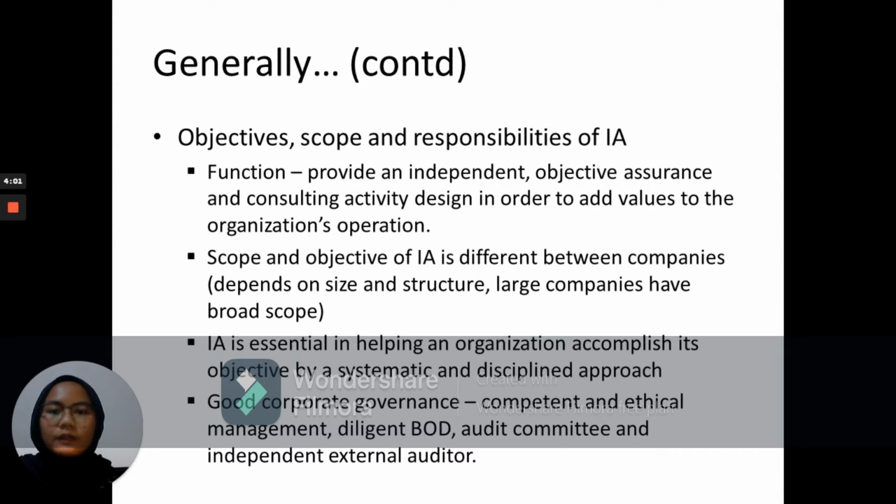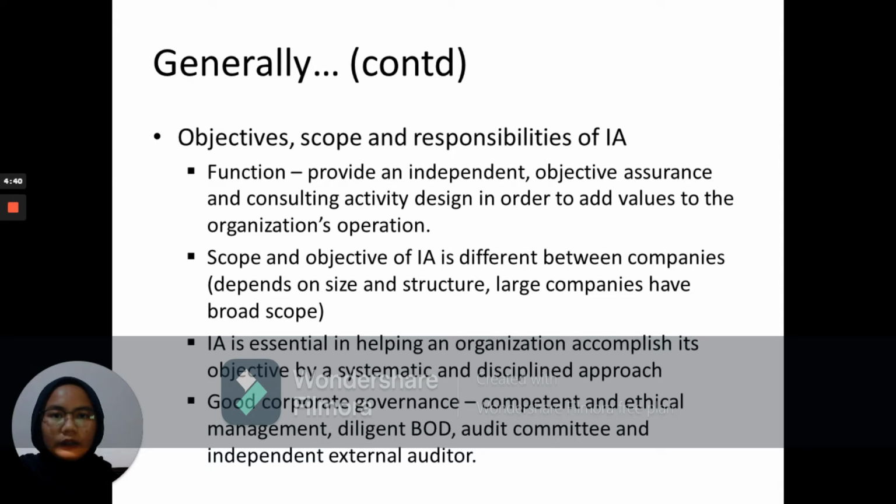Next is the objective, scope, and responsibilities of the internal auditor. Their function is to provide independent, objective assurance and consulting activity designed to add value to the organization's operations. The scope and objective of the internal auditor differ between companies. It depends on the size and the structure of the company. They are essential in helping an organization accomplish its objectives by a systematic and disciplined approach.